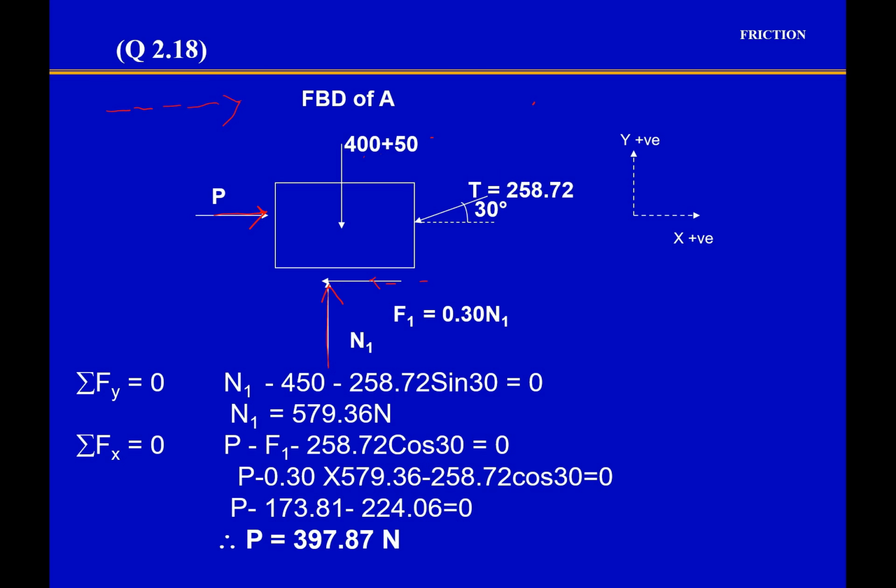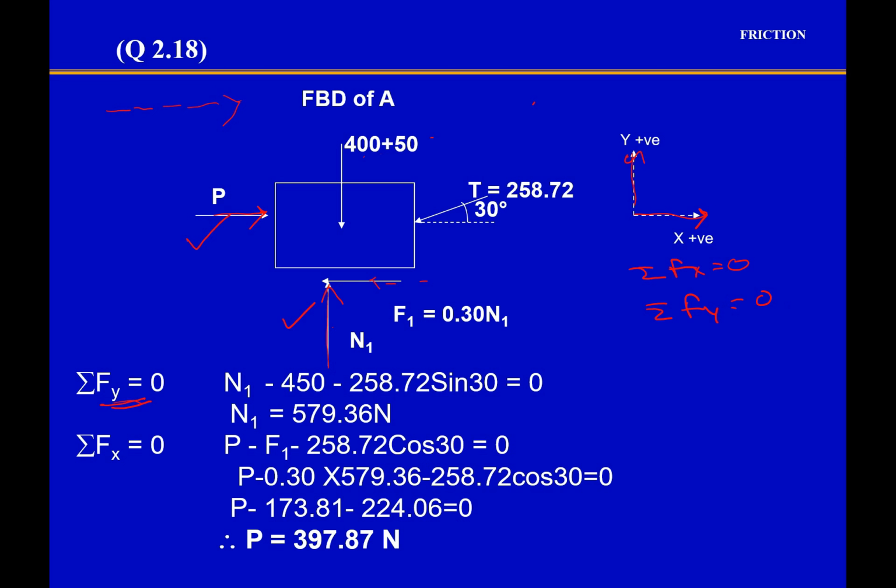So here you have only two unknowns, force P and force N, and you have two equations to apply, sigma of Fx equal to 0, sigma of Fy equal to 0. If you do it correctly, you should be able to get the answer. But let us solve this problem step by step. So if we take sigma Fy equal to 0, let's write the equation. This is our sign convention we have taken. Along the x-axis we have taken positive, along the y-axis in this direction we have taken positive.